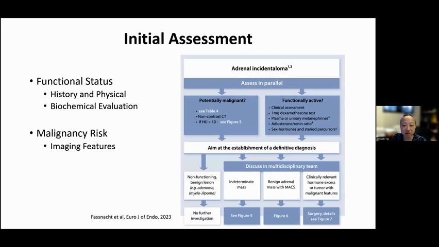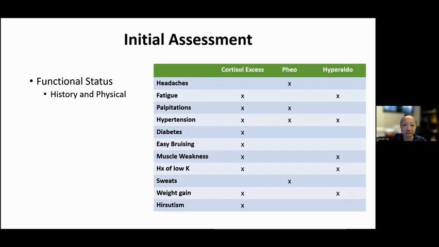I like this graph. This came from this figure from Fasnacht et al. This is the European Society of Endocrinology. It's their adrenal incidentaloma recommendations. What I like about it is that it really kind of highlights that you're doing both of these simultaneously. So you're assessing for malignancy as well as whether or not these are functionally active. And really, while we want to aim at the establishment of a definitive diagnosis, sometimes we just have to play our odds a little bit and hopefully can follow some nodules with low risk with surveillance.